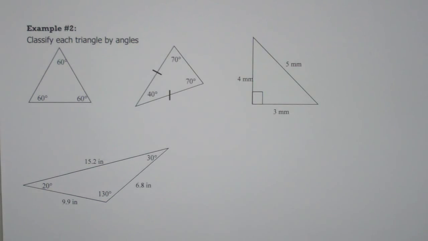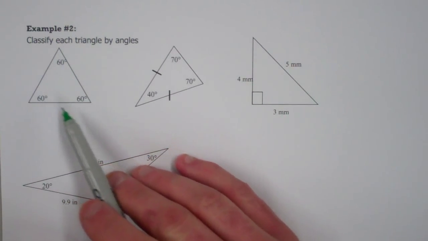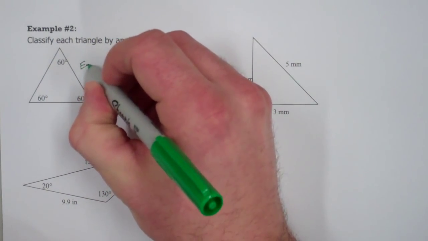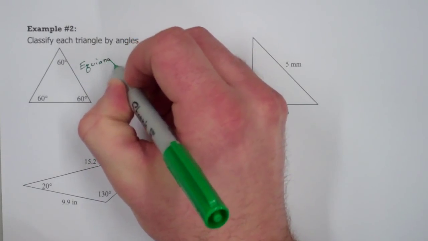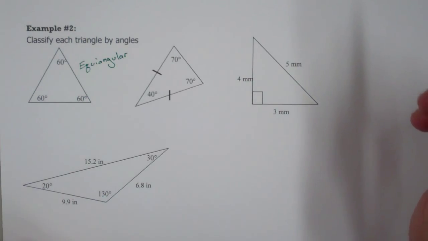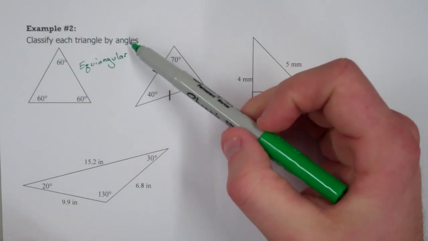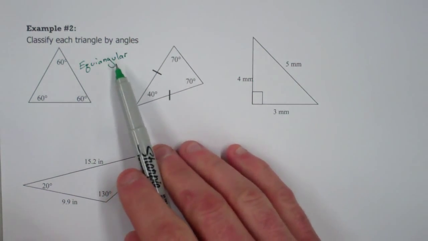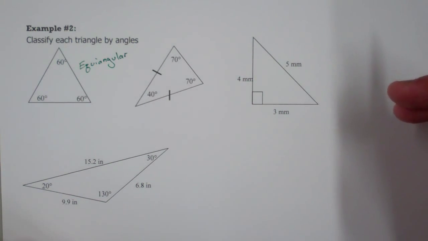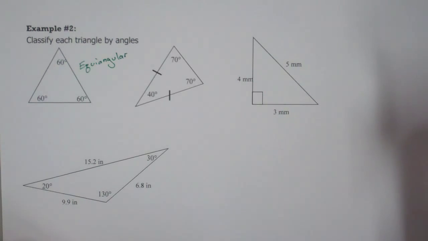In example 2, we need to classify each triangle by its angles. If we look at this first example, 60 degrees, 60, and 60, all three of those angles have the same measure, they're congruent. So we would say that this is equiangular. Now some of you might be saying, well, isn't that equilateral? That's true, but we want to classify the triangle by angles, so we would say equiangular. If we classified it by sides, then it would be equilateral.